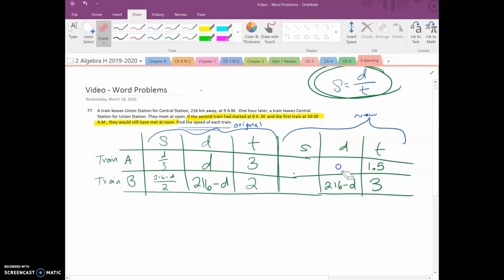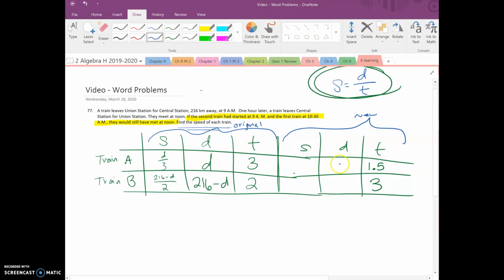The distance does change. The total distance doesn't change, but we can't use d anymore. D specifically meant the distance train A traveled to get to where train B was. Well, that's going to be different if they start at different times. So I do have to come up with a new variable here. My mistake for not seeing it at first.